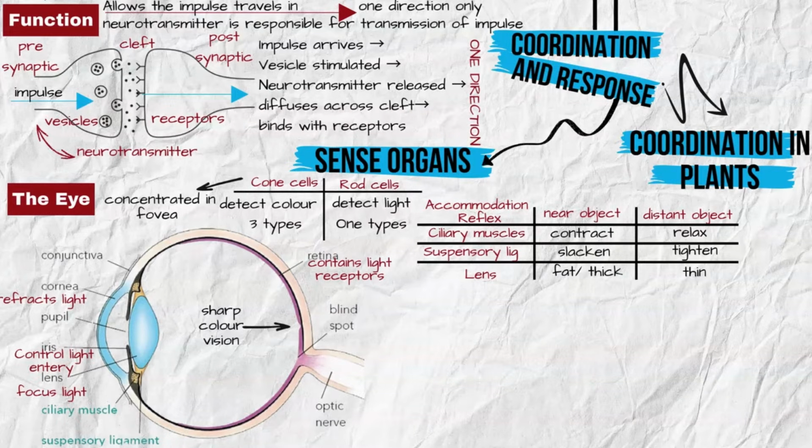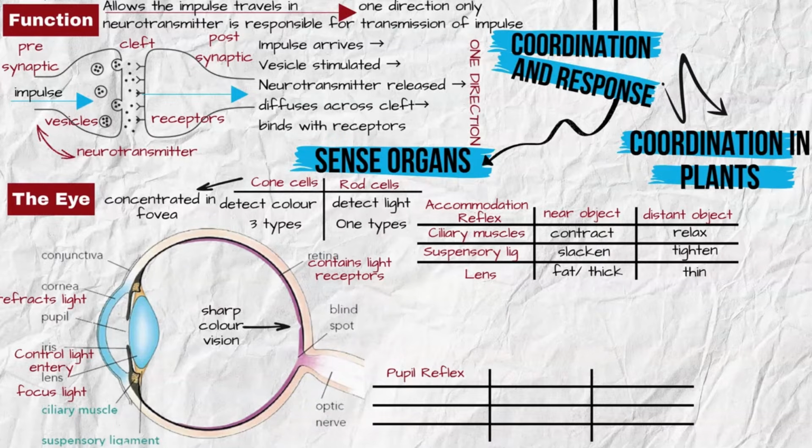Near object, ciliary muscle contracts, ligaments slacken, lens bulges. Far object, ciliary muscle relaxes, ligaments tighten, lens flattens. And now the fourth and final part, pupil reflex. Another reflex you must memorize 100%.